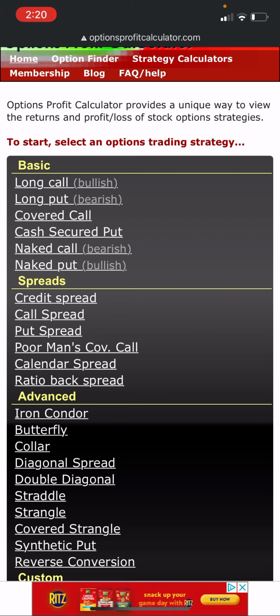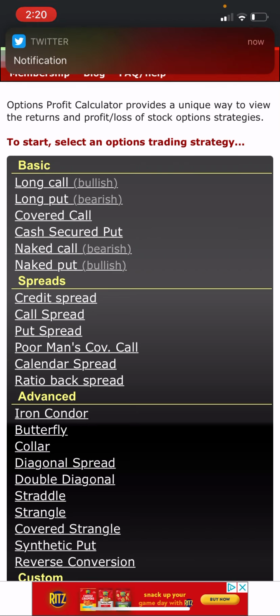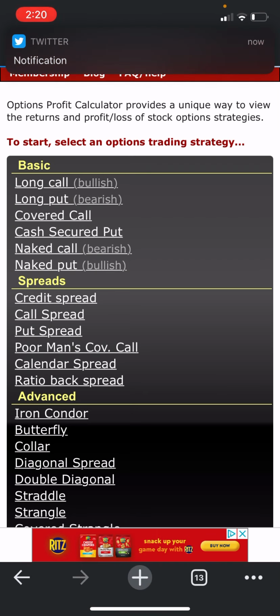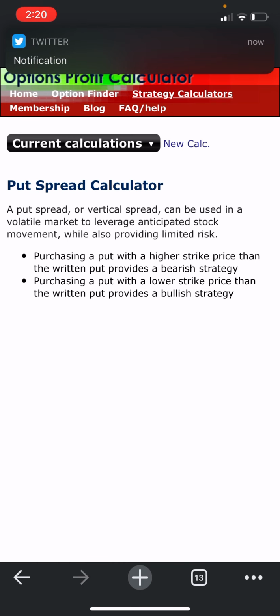When you get in here, it doesn't matter which one you pick. You can pick credit spread, call spread, put spread. There's calendar spread, ratio spreads. I'm going to make a video for that later on. But right now, let's just say we're going to do a put spread, because that's the one I covered in the video. Okay, so go to it.